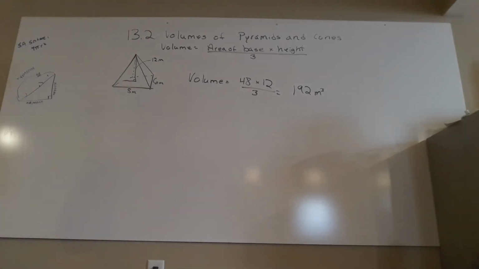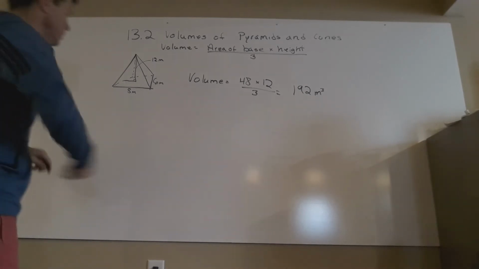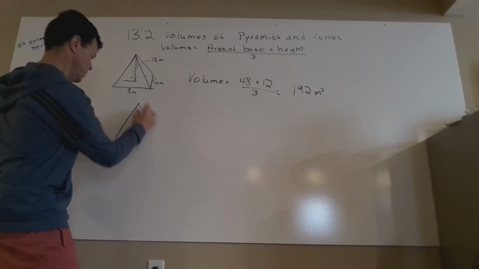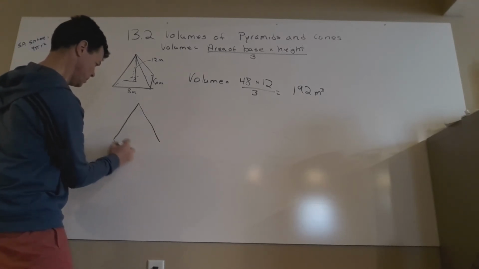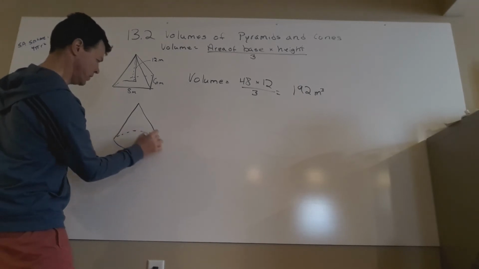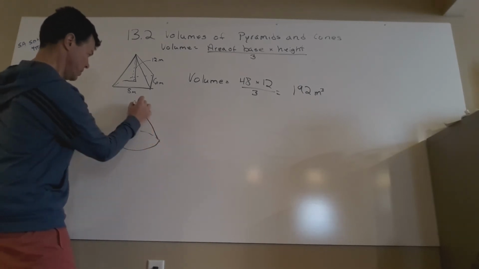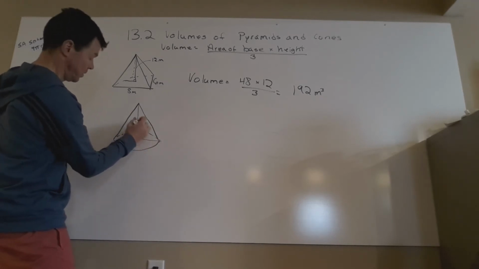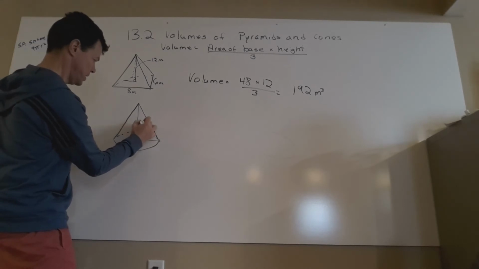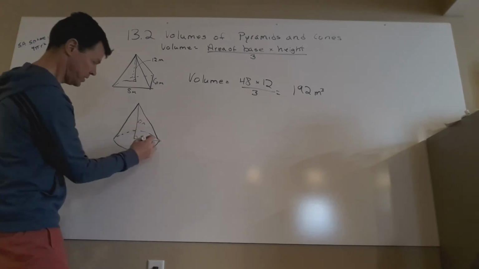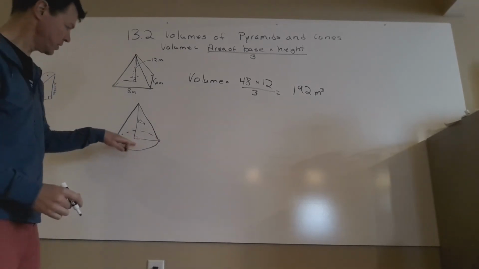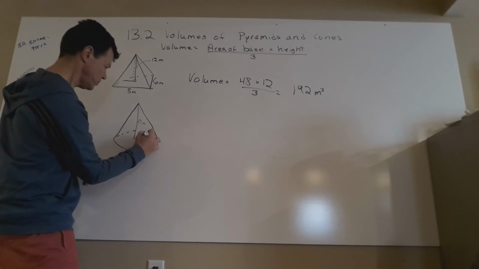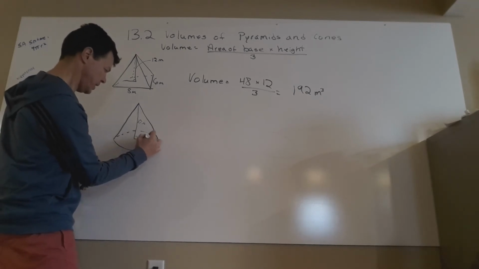So then I'll do an example here where I have a cone. Same formula. Here's our cone. A cone just has a circle for the base. The height of this, I'll call it 10 inches. You need to know the radius to get the area of this circle. Radius, call it 8 inches.